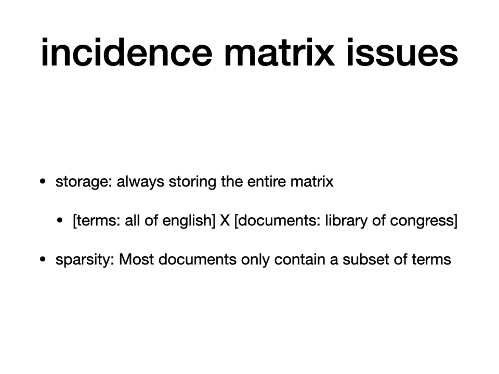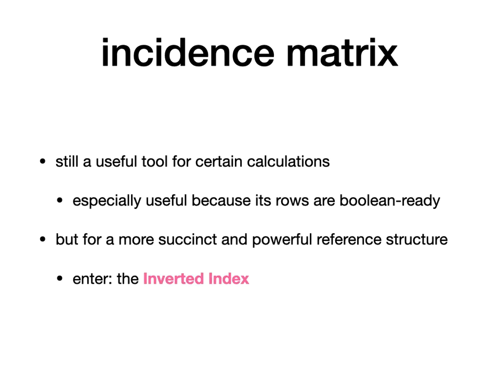And it's useful, right? It's useful for these calculations that we've talked about. The rows are these happy Boolean strings ready to be operated on very quickly. But we need a more succinct and powerful reference structure. And that's where we will get to the inverted index next time.